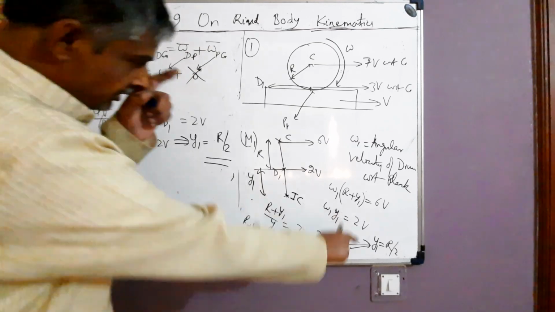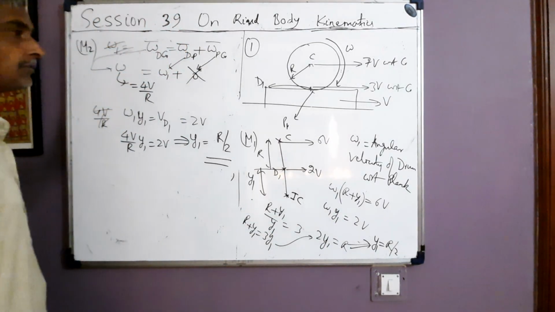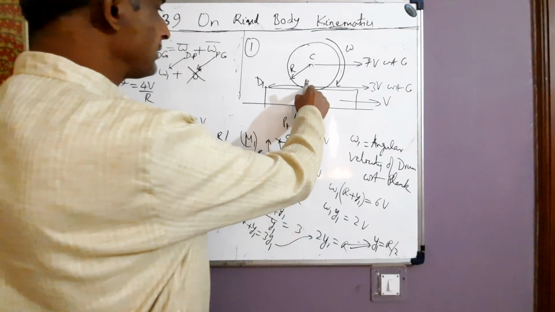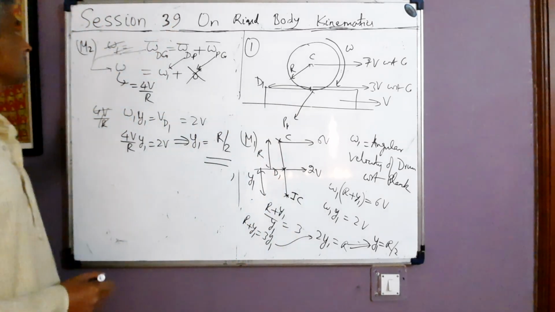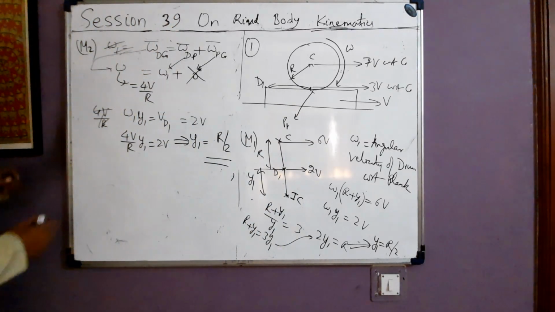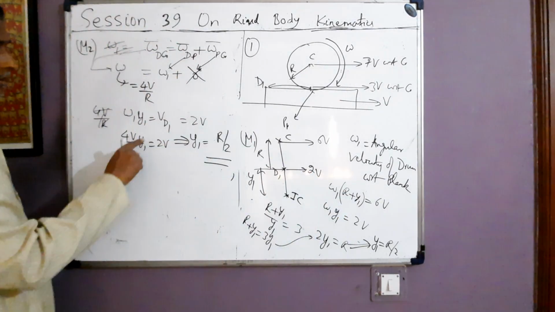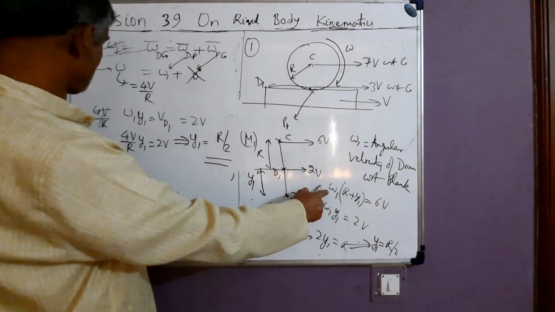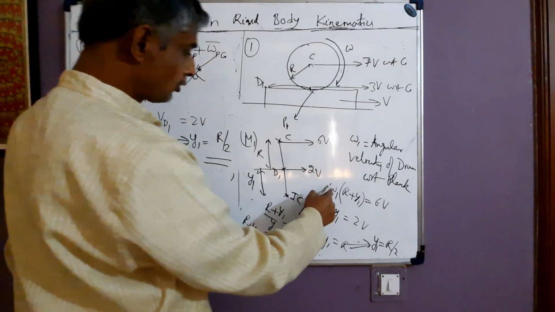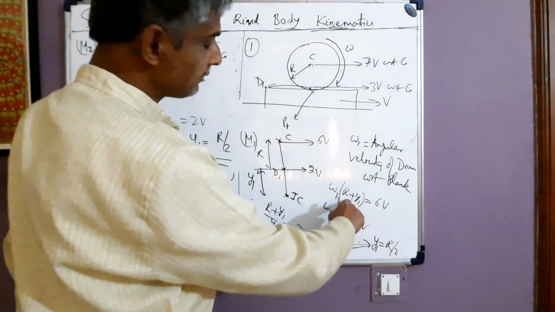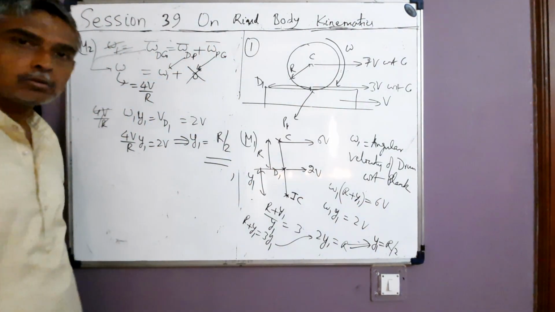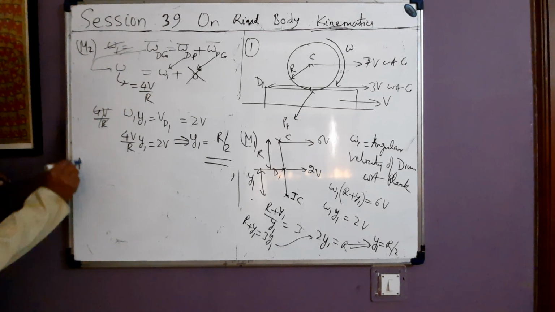The same answer is obtained here also. So IC of drum with respect to plank is at a distance of r by 2 below d1. Okay, this is also clear. Instead of using this formula, I could have used this also in method 2. Then I would have written 4v by r into r plus y1 equal to 6v, and we get the same value of y1. Okay, alright. Now we solve it by method 3.